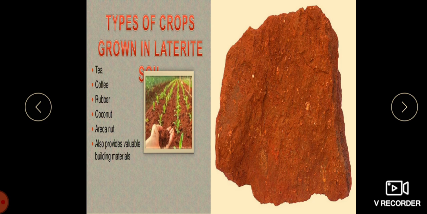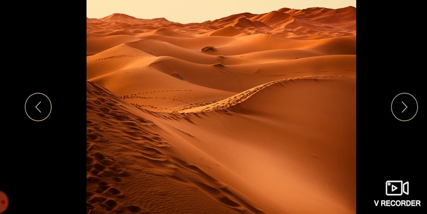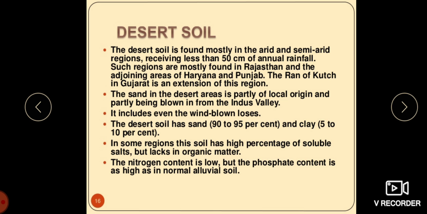The next soil we have is the desert soil. When I say desert soil, where do you find it? We find this desert soil in Rajasthan, in the dry areas. This is the desert soil we have. Let us know about the desert soils.